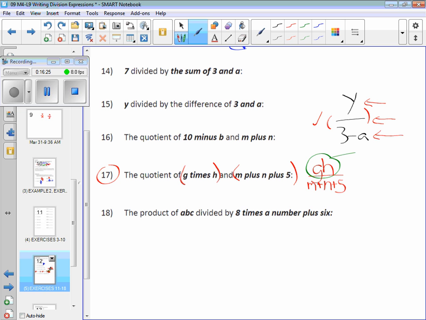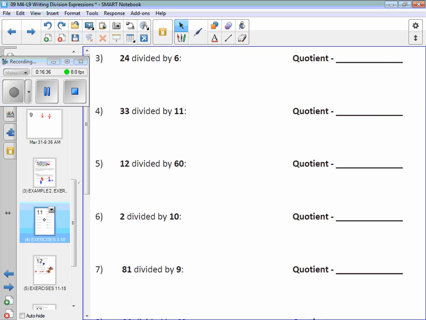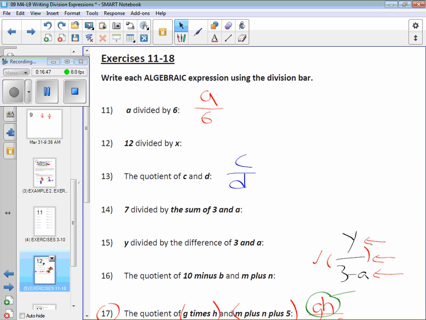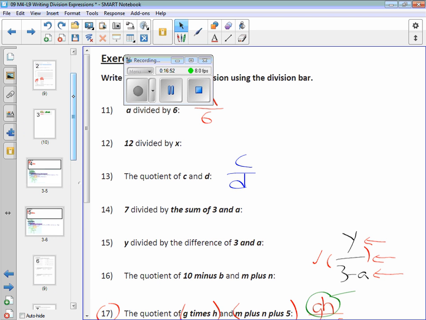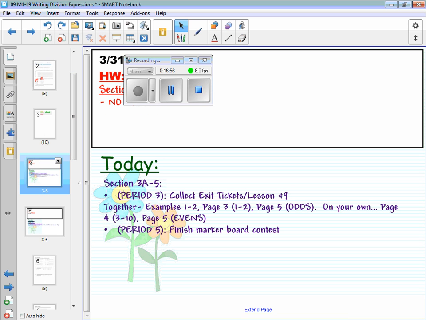Is that it for this page? Yep. Okay. All right, so now you guys, and I think you have plenty of time to get this done, you are doing the rest of the page, and the evens on page 5. No, do it on your own. It saves time.